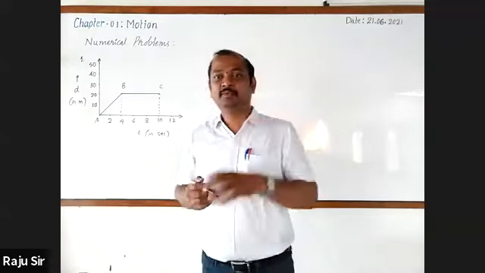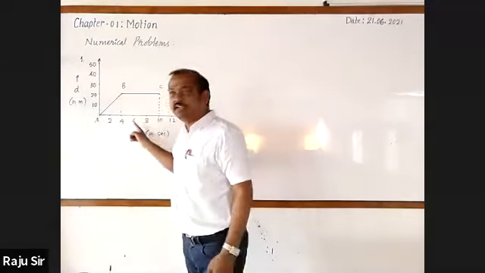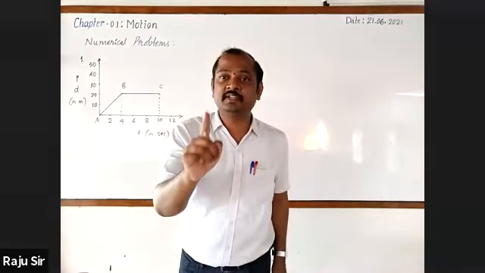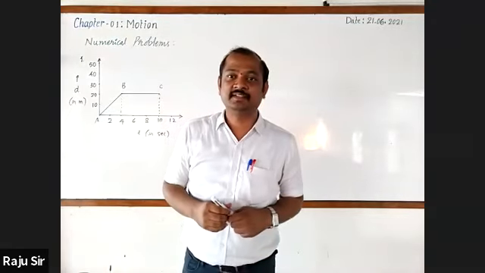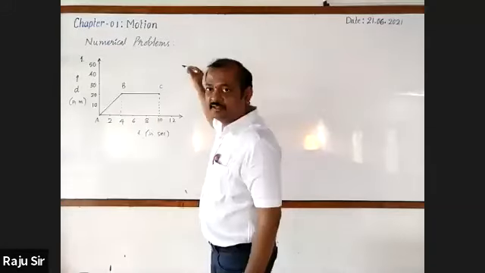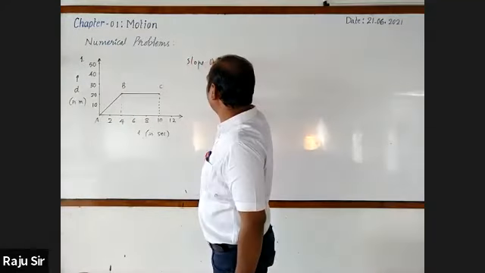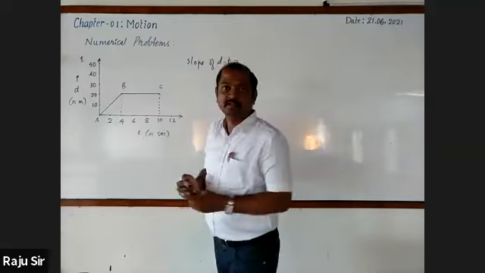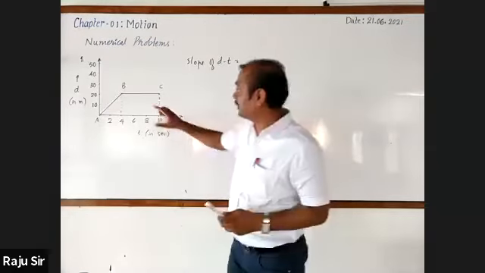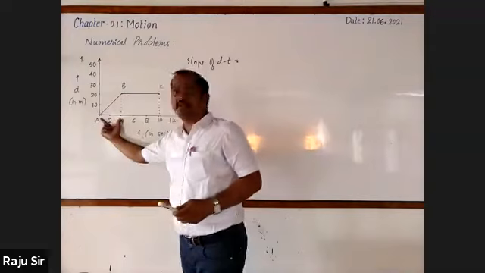How? Sir, slope of AB, it has traveled 20 meters in distance, and time is 4 seconds. We know distance by time, displacement by time gives velocity. 20 by 4 is 5. Excellent. I've told you, in case of the distance-time graph, slope gives velocity. Slope is the ratio of vertical distance to the horizontal distance.